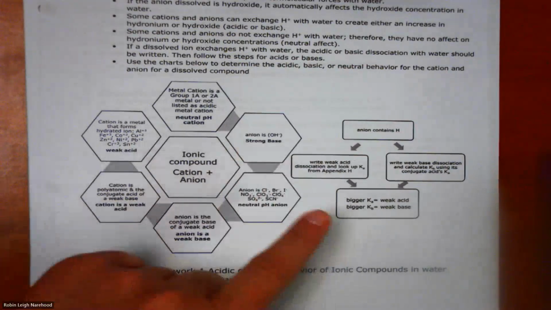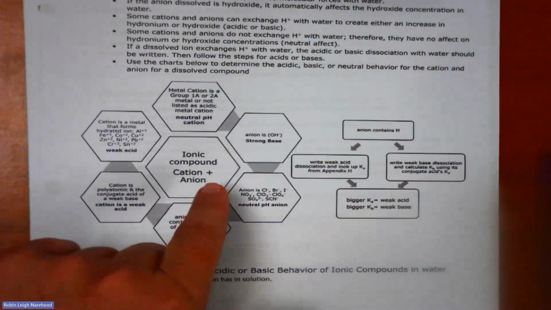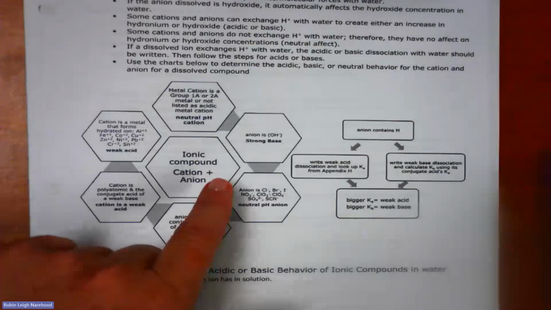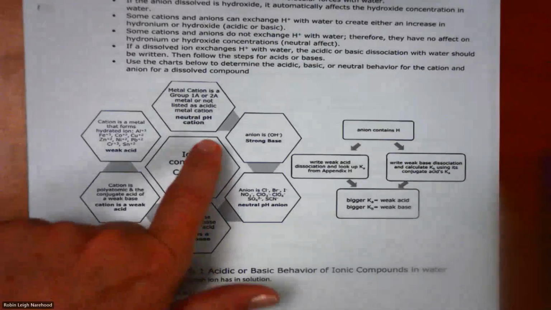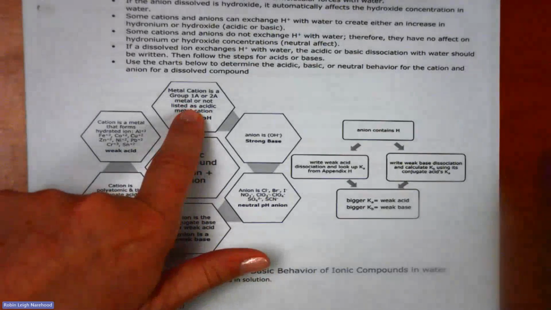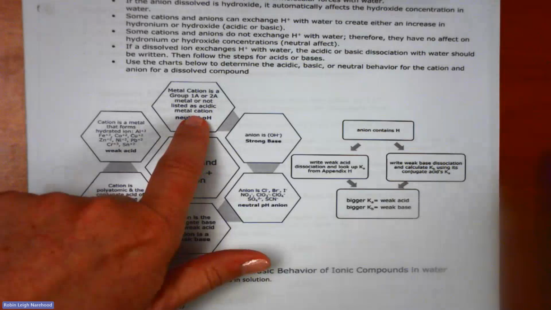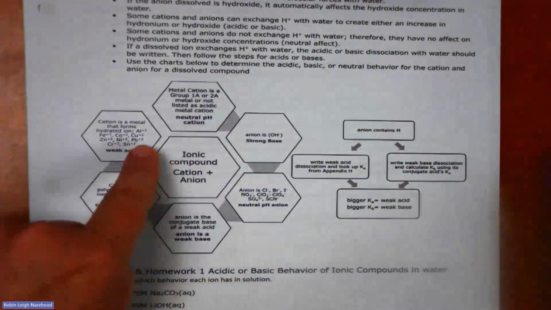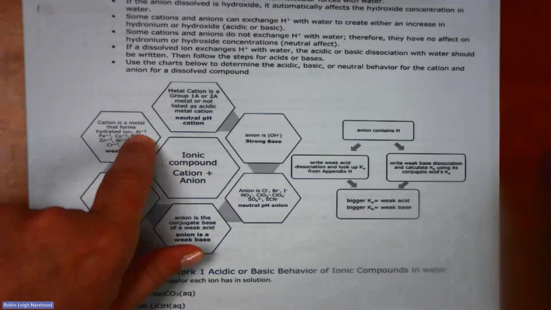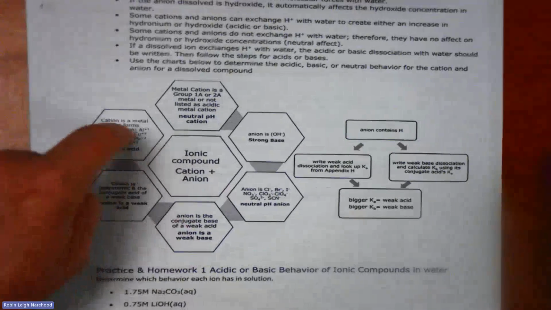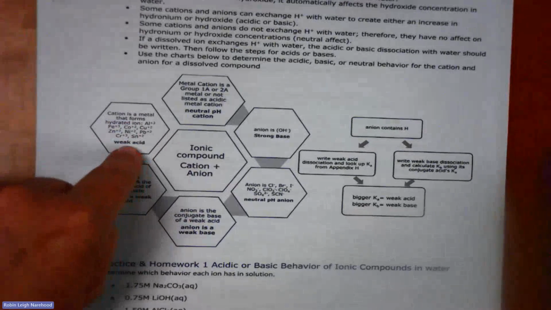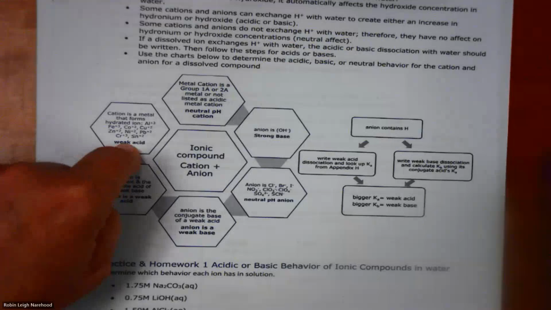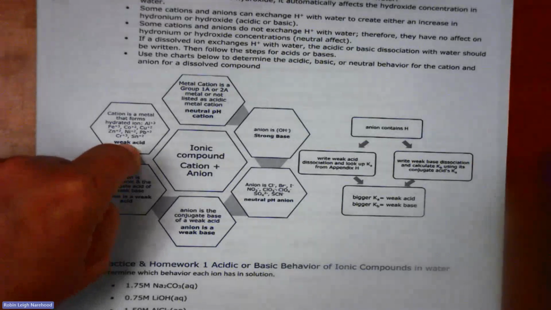If it was aluminum chloride, it is not a group 1A or 2A, and we need to see one of the metals not listed here. And so then we have to look over here. There is the aluminum ion right there. And so this is the behavior of aluminum. Aluminum is actually a weak acid. The aluminum ion is a weak acid, which means that it gives up a hydrogen.